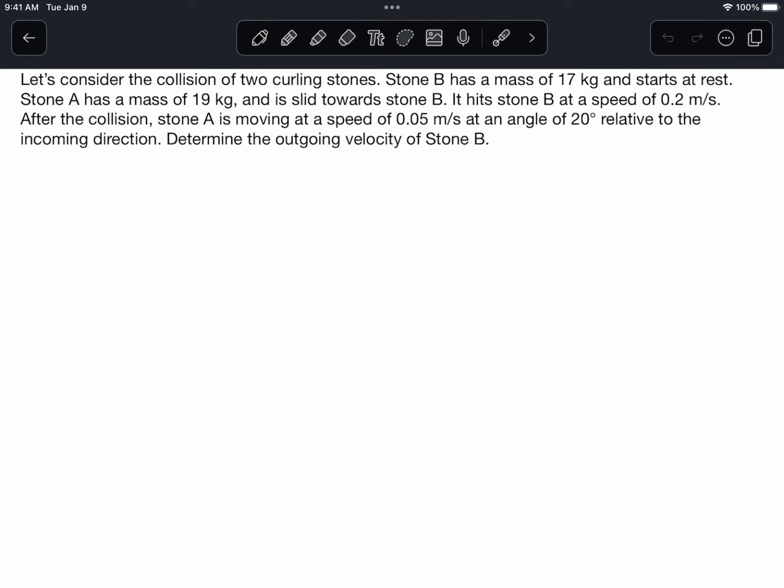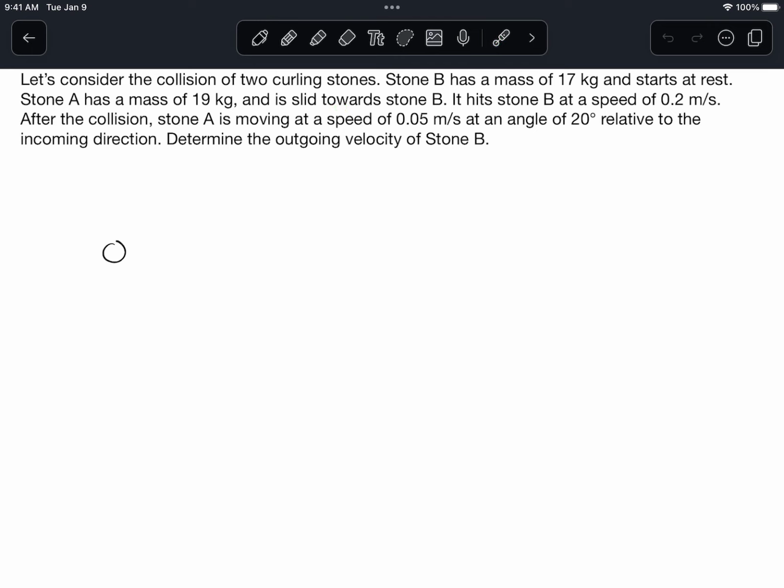So we're going to go slowly through this problem. We have that stone B has a mass of 17 kilograms and starts at rest. And then stone A, which has a mass of 19 kilograms, is slid towards stone B. So let's start with that.